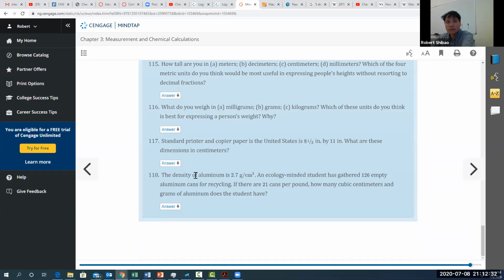Here's a dimensional analysis problem. Here, standard, what are these dimensions in centimeters? Okay, so this might be a more challenging problem here. 8.5 inches. Well, actually, maybe it's not so challenging. This is 8 inches to centimeters. This is one step. But this half, we have to convert that into decimal form. Well, that's easy. We can convert that into decimal form in our head. It's 8.5.